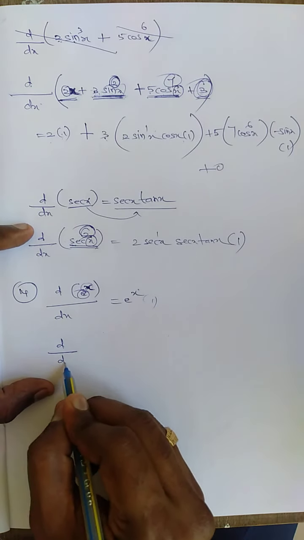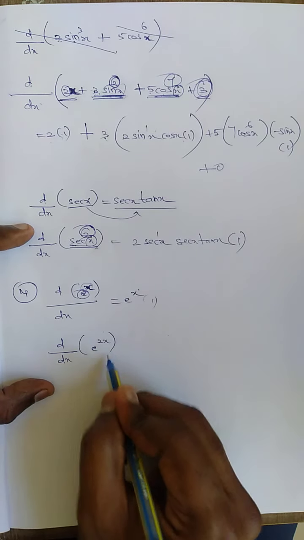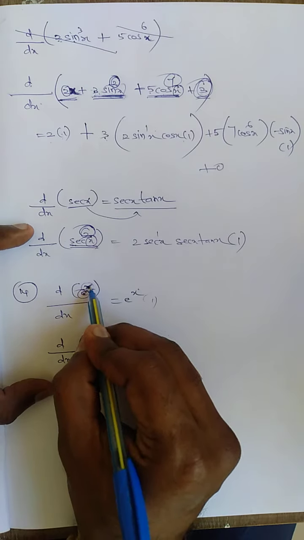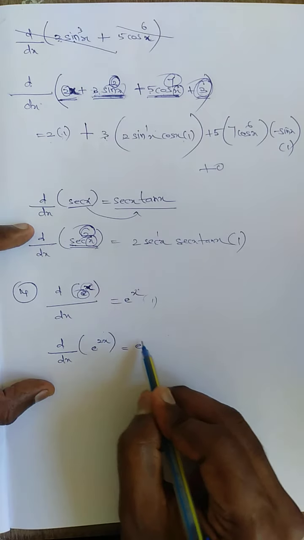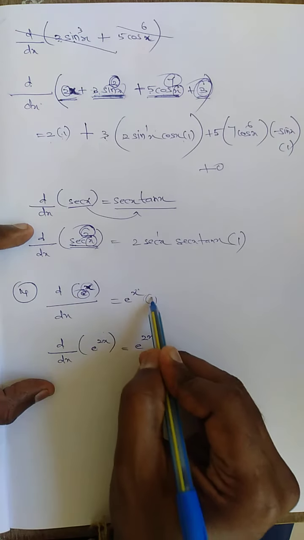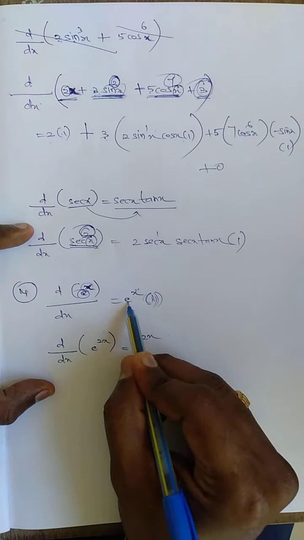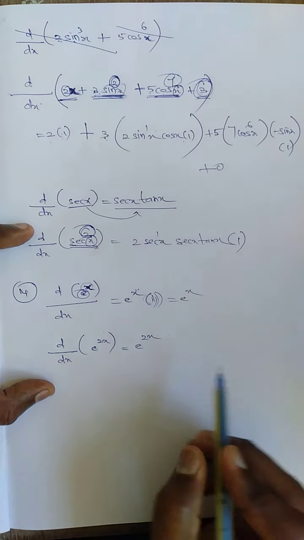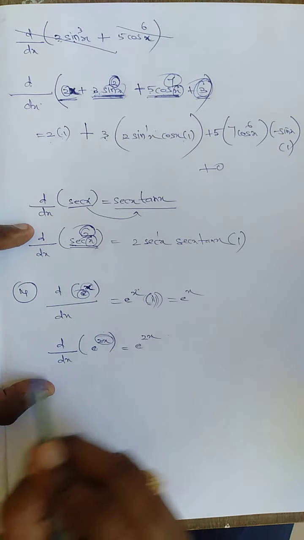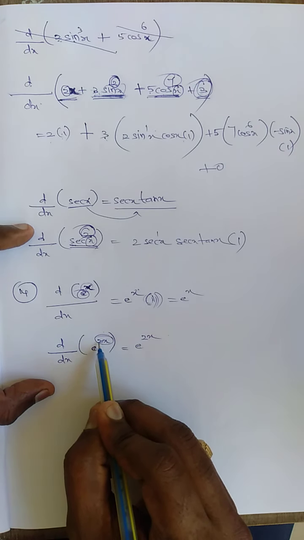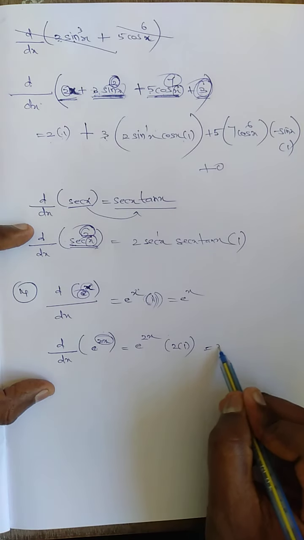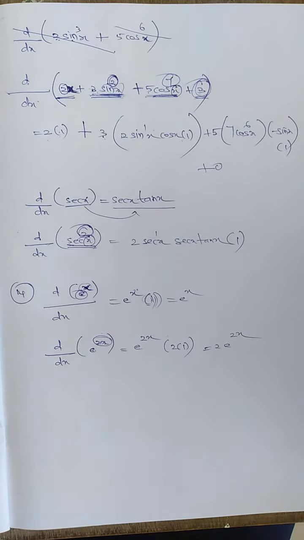Listen carefully, students. Differentiate e power 2x. You know, e power x means e power x, and e power 2x means e power 2x. But here the derivative of x is 1, and e power x into 1 is nothing but e power x. Here e power 2x stays e power 2x. I am going to differentiate 2x: 2 I need to write as it is, x differentiates to 1. So 2 e power 2x is the answer.